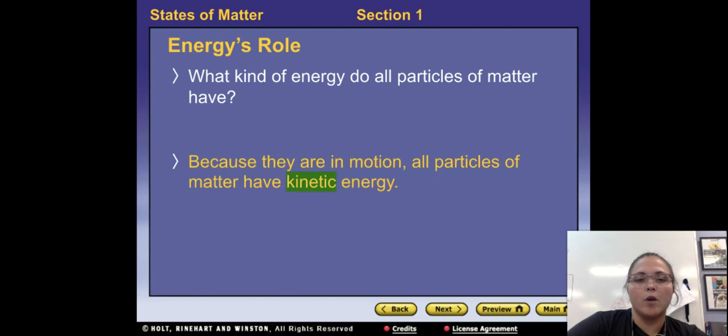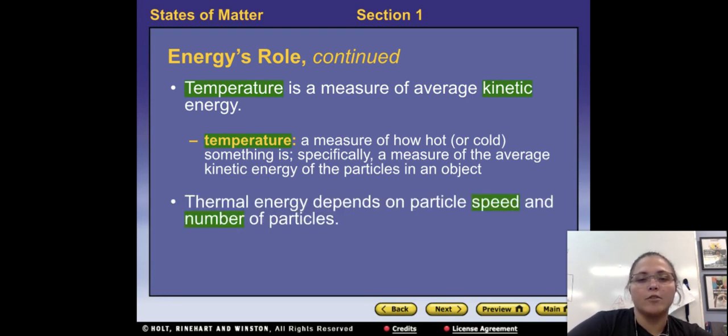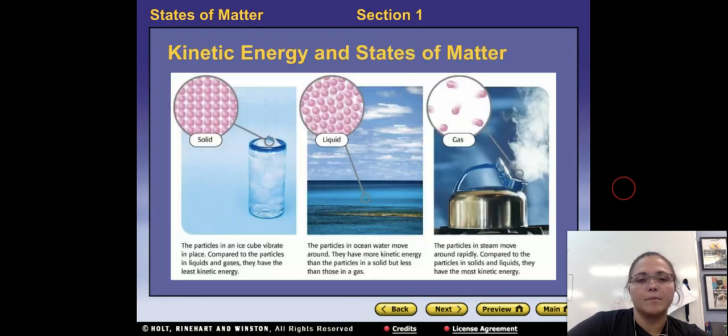So what is energy's role in all this? Because these particles are always in motion, they all have kinetic energy. Energy is the ability to do work, and so temperature is a measure of the average kinetic energy of a substance. Temperature is how we measure if things are hot or cold, but specifically it measures the average kinetic energy of the particles in an object. Thermal energy is the energy of heat, and it depends upon particle speed and the number of particles in a sample. Thermal energy is the total kinetic energy of a substance's atoms.